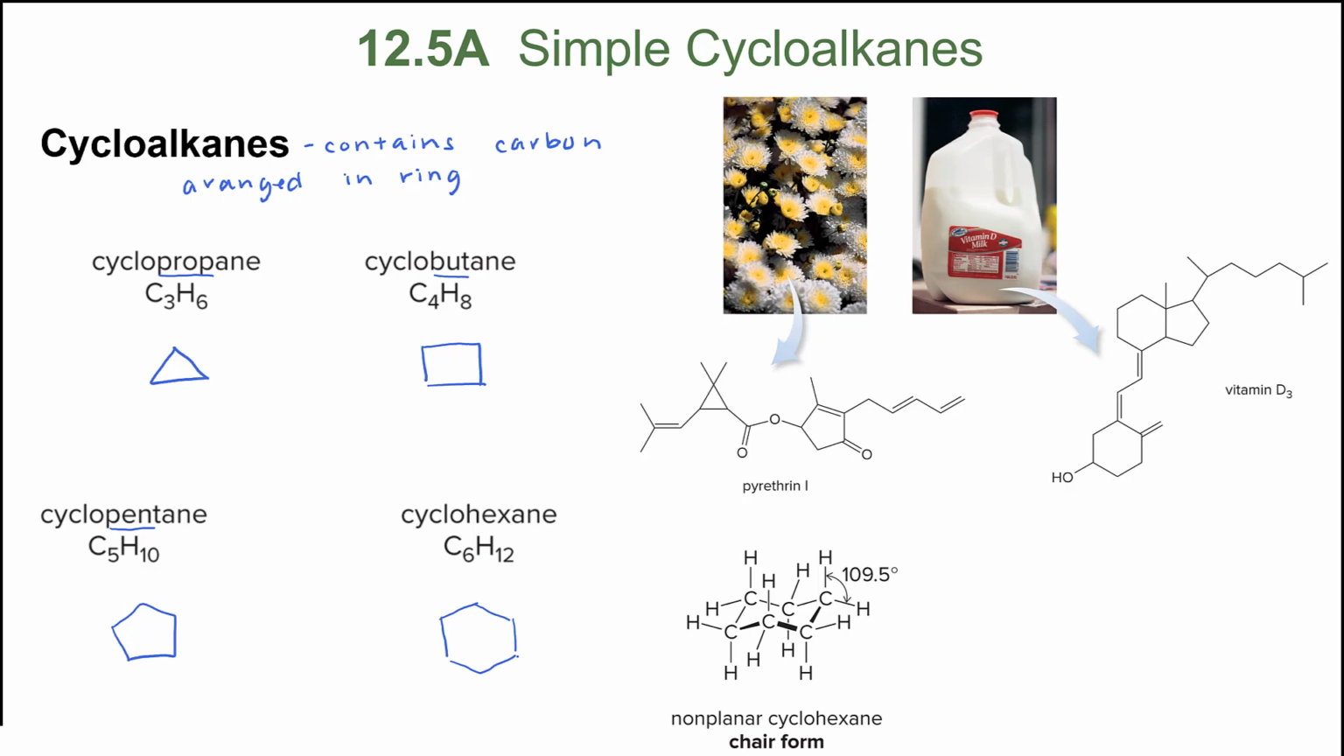There are a couple of different compounds here that naturally contain cyclic structures. Permethrin is in a flower, and vitamin D is in milk. Cyclohexane can appear as a non-planar cyclohexane chair form, and you can see the chair here. We'll go into this in more detail later on.